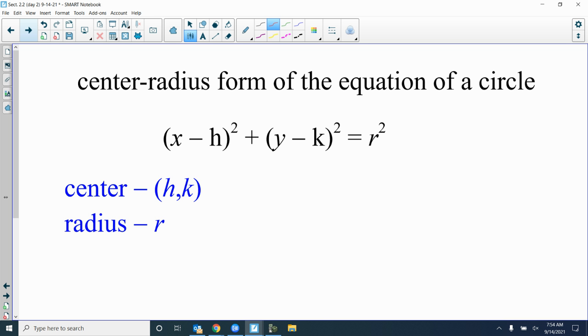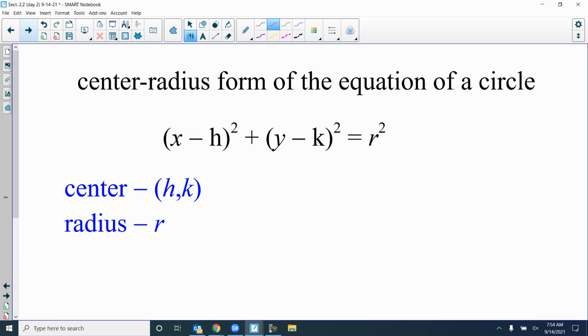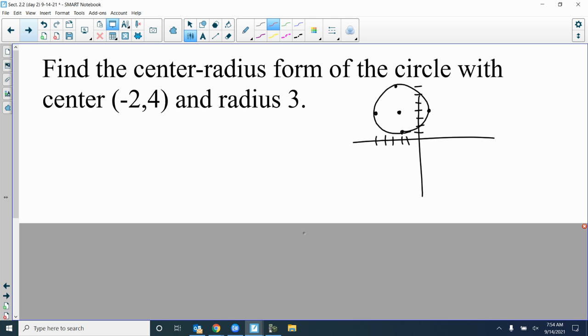And so that's essentially it. Hopefully it makes sense because we built it up through the distance formula. It's just using the distance formula with any point on the circle and your center. All right, now let's apply it a little bit. Find the center radius form of the circle with center -2, 4, and radius 3. All we have to do is substitute in.